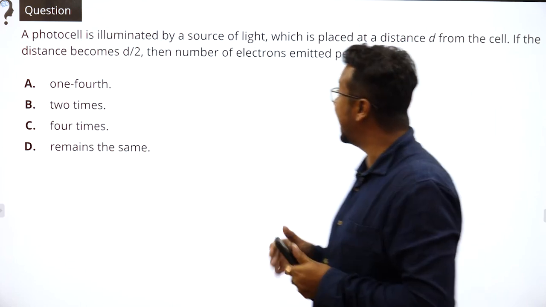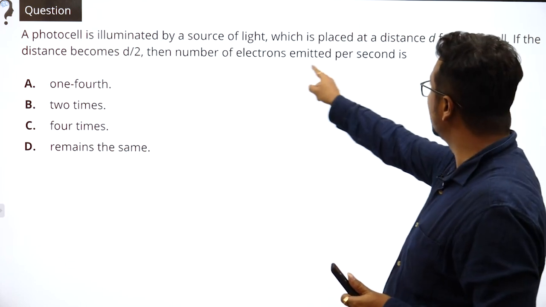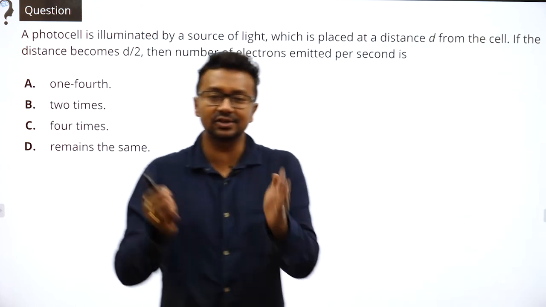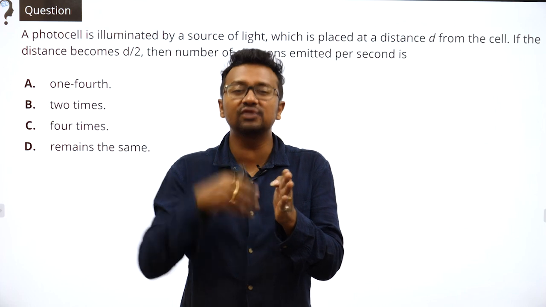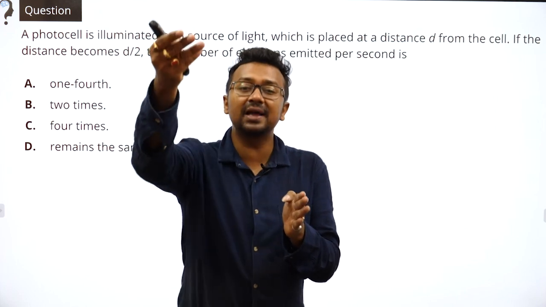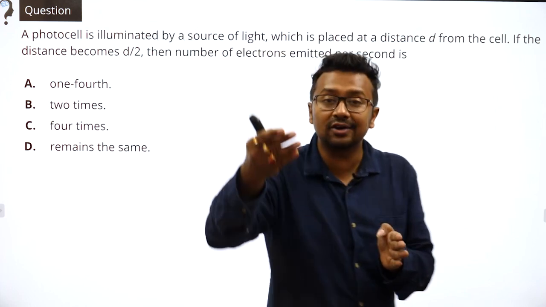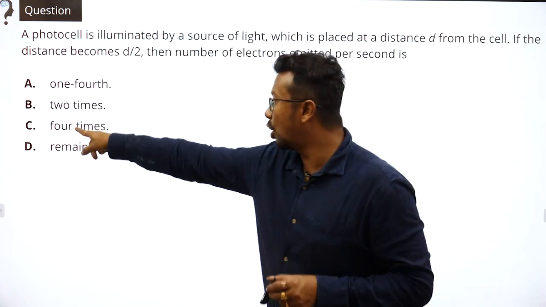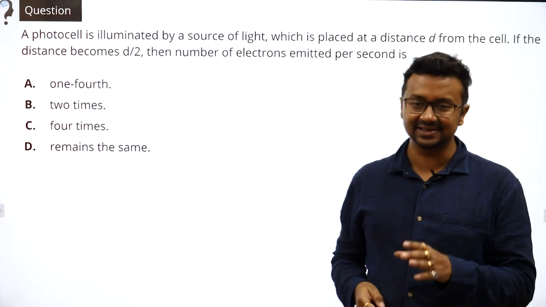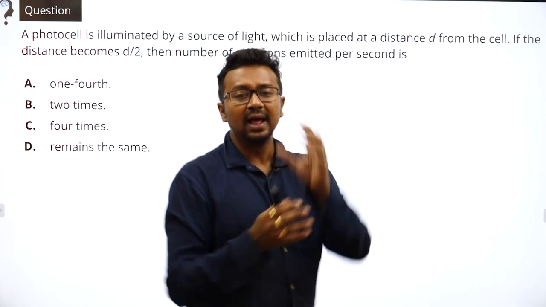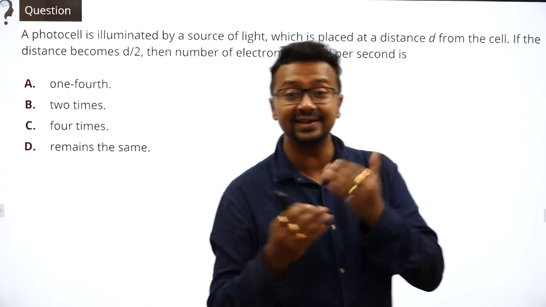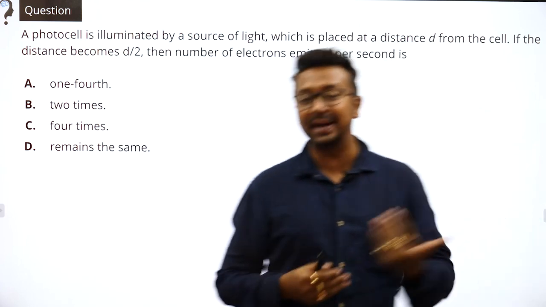What impact will it have on the number of photoelectrons emitted per second? Students, if you halve the distance, intensity will become how much? 4 times. Intensity becomes 4 times, so the number of photoelectrons ejected also becomes 4 times. All right, so option C will be the right answer. This is just to consolidate your concept and the link between the intensity, the photocurrent and the distance between the source and the metal surface.